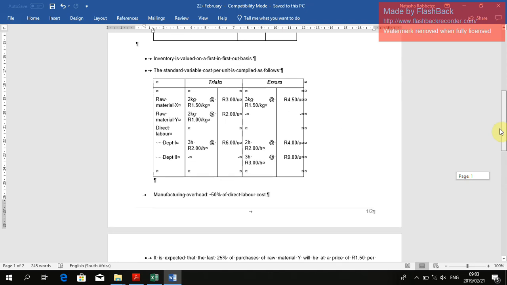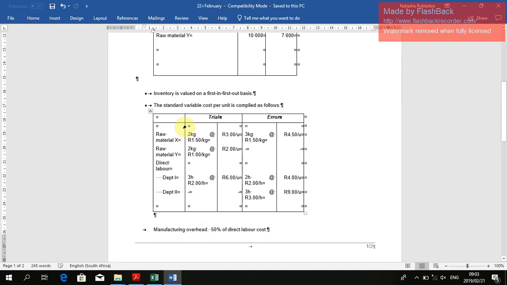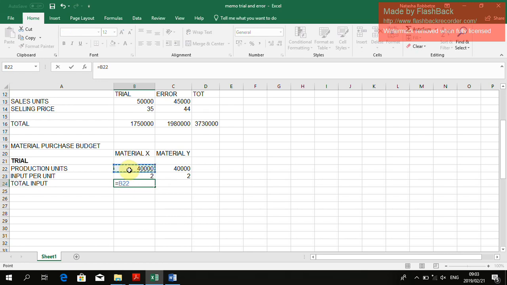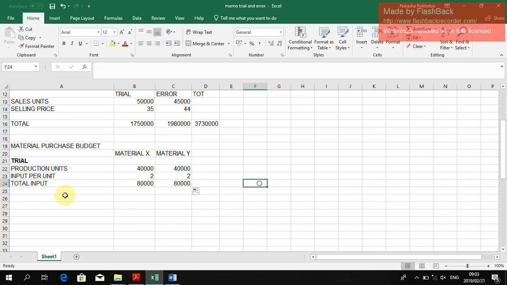So if I look at this information, they have told me that of raw material X, trial uses 2 kilograms, and of raw material Y, it also uses 2 kilograms. So be sure to notice that these inputs are measured in some kind of measurable expression like grams, kilograms, meters, liters. So we need 2 kilograms of both these, and then I'm going to calculate my total input. And the total input is then the 40,000 times the 2 kilograms, and I will just repeat that calculation.